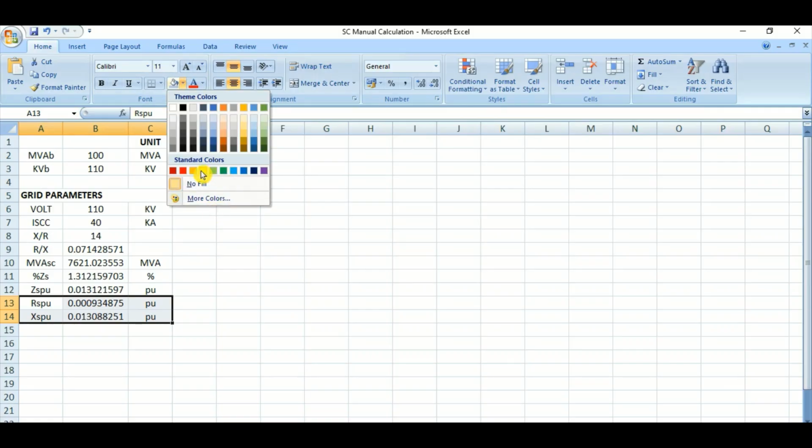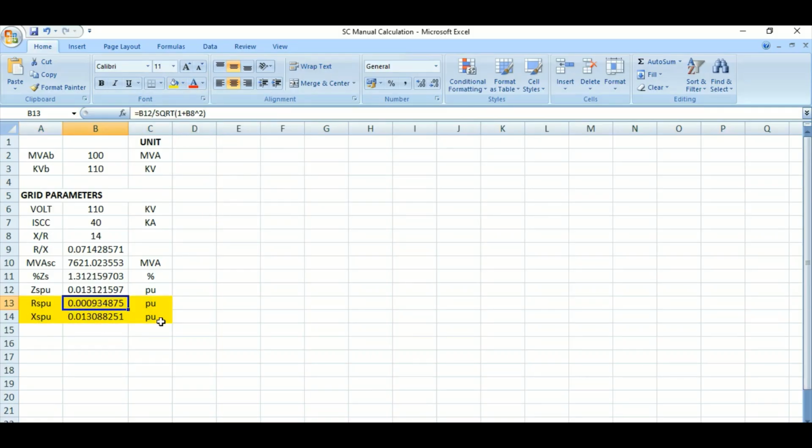Let's highlight it because this is required to find out the positive and negative sequence values. This is the R value, this is the X value of the grid in per unit. So we have done this, and let's check with the ETAP software what this is.